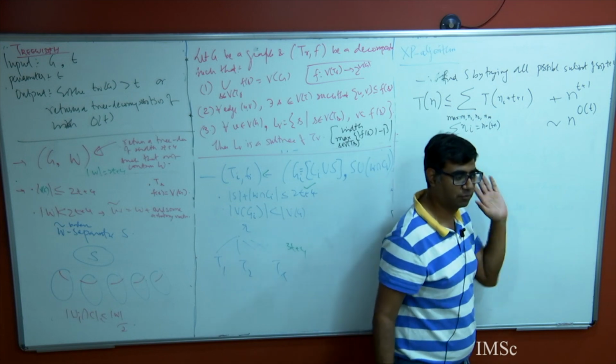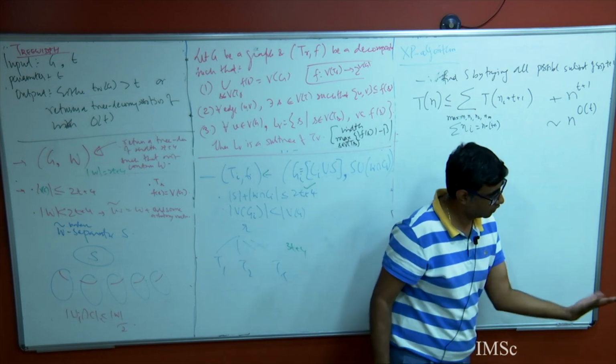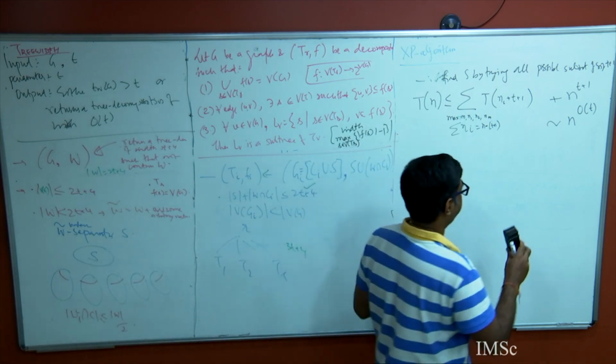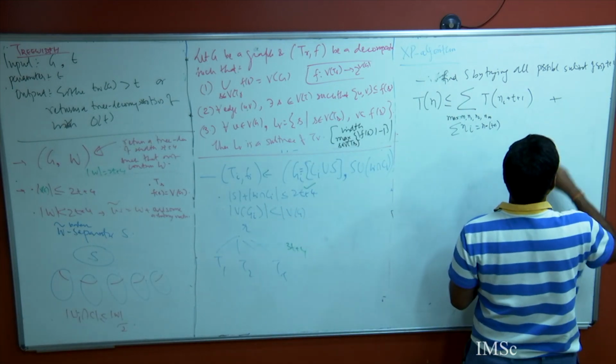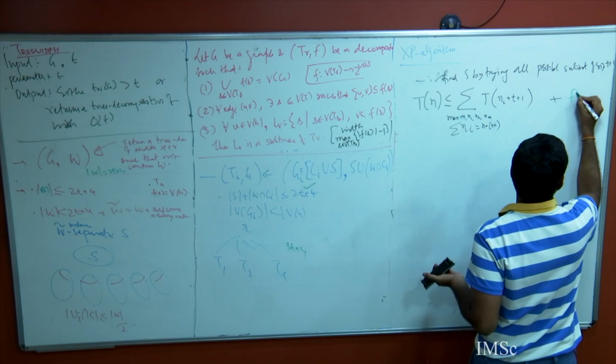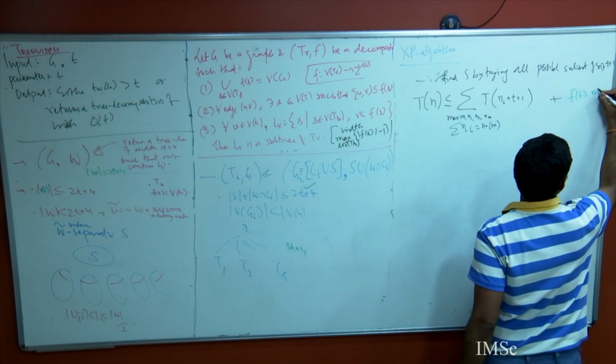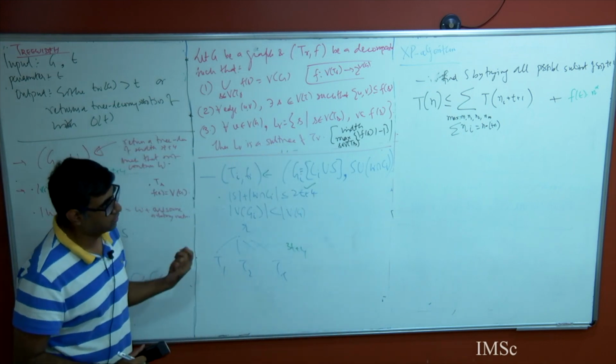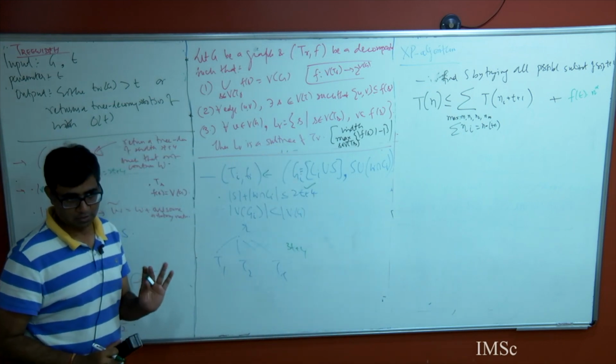Okay, but let's solve something else for now, so that we can keep this in mind. Suppose this recurrence is some f of t times n to the power alpha. Then what does it solve to? Okay, let's try to understand this.